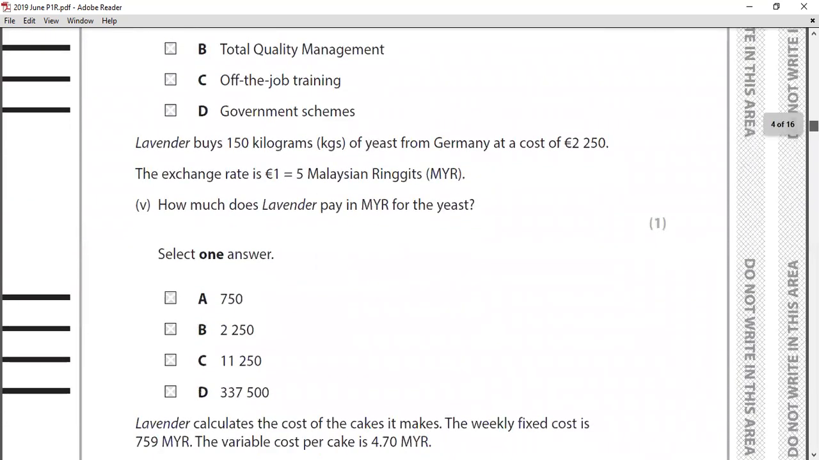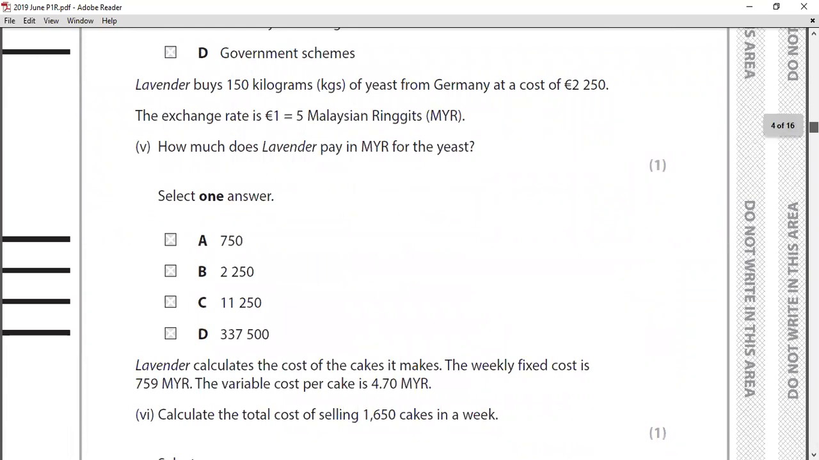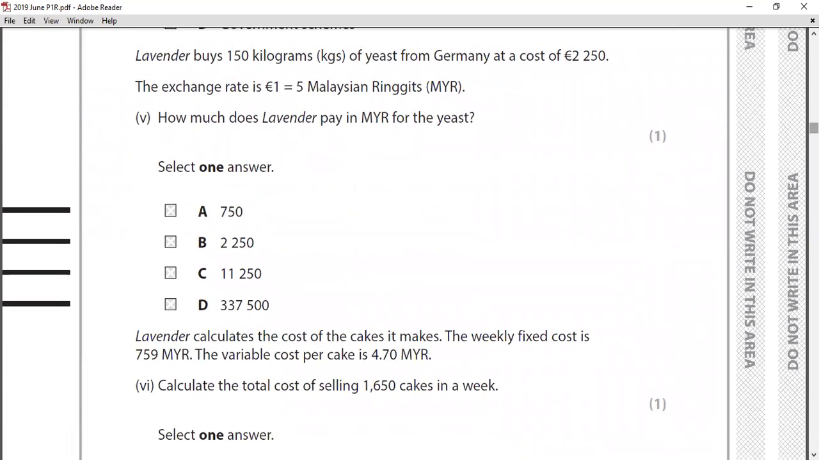Okay, this is the typical exchange rate question, the kind we discussed recently. Lavender buys 150 kilograms of yeast from Germany at a cost of 2,250 euros, right?